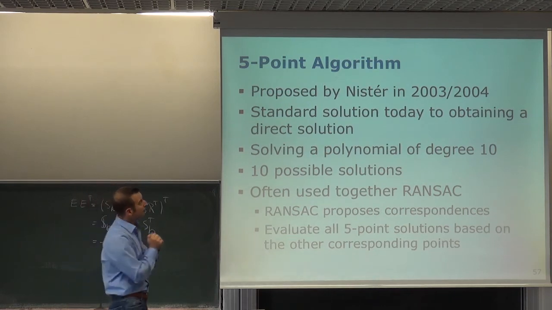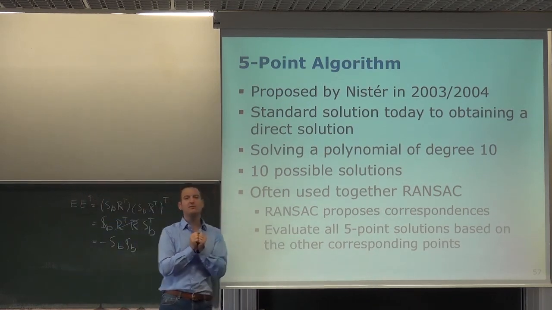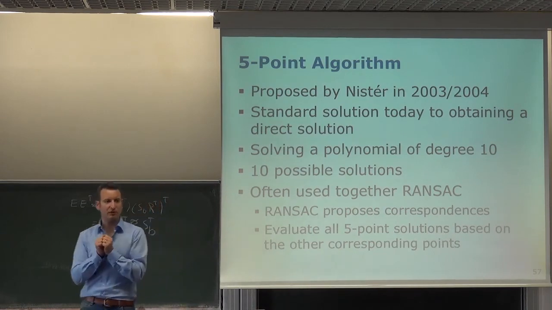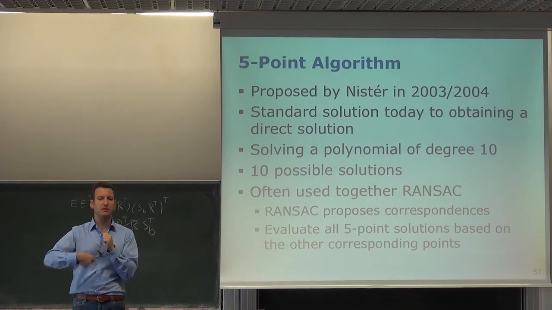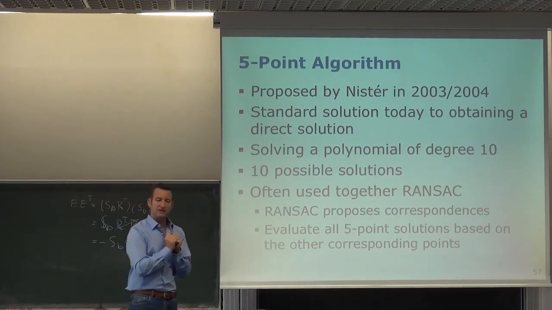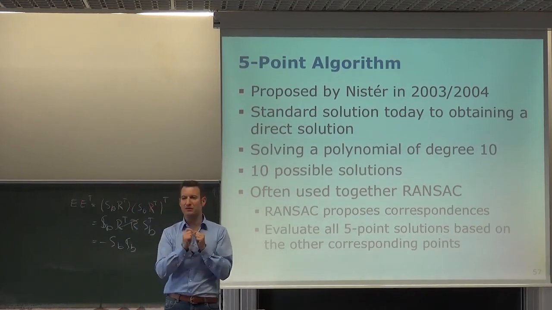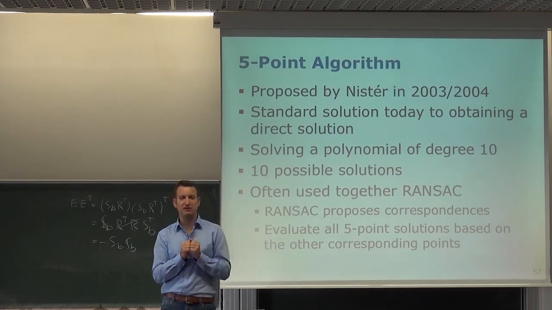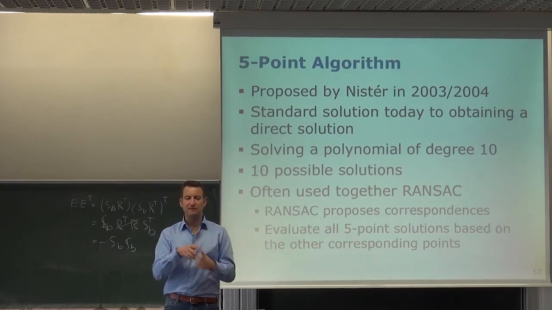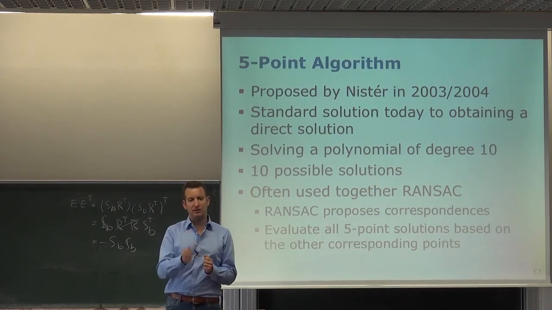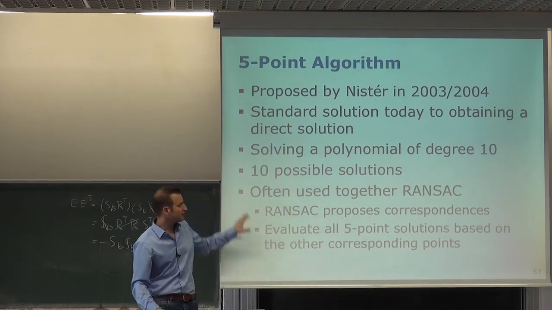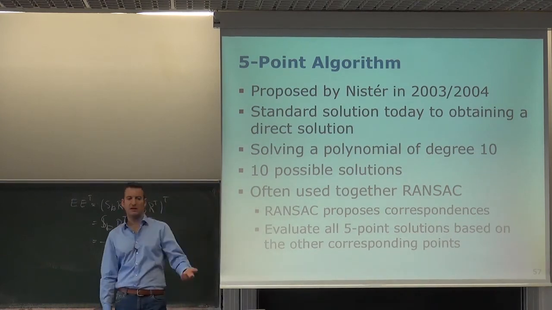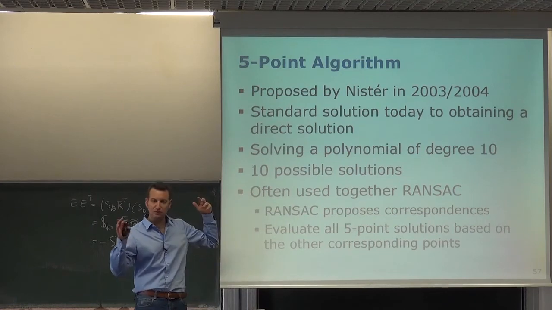And the important thing of the 5-point algorithm is that it requires a small number of corresponding points, only 5 and not 8. Because the number of trials, I often need to repeat this process, scales very badly with the number of points that I need to compute this direct solution. So if I need 8 corresponding points instead of 5, I need much, much more trials in order to robustly identify inliers and outliers.